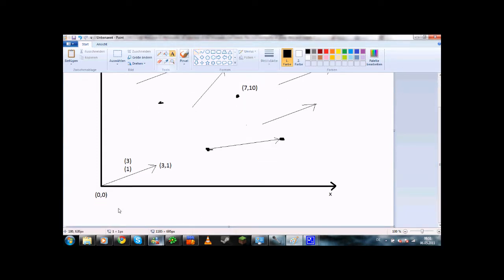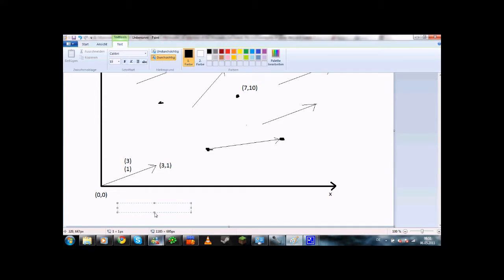So now I will scroll down a bit. Basically, this is by no means formally correct. I just like to point this out. This is just to kind of explain what this is about. A point plus a vector is also a point.